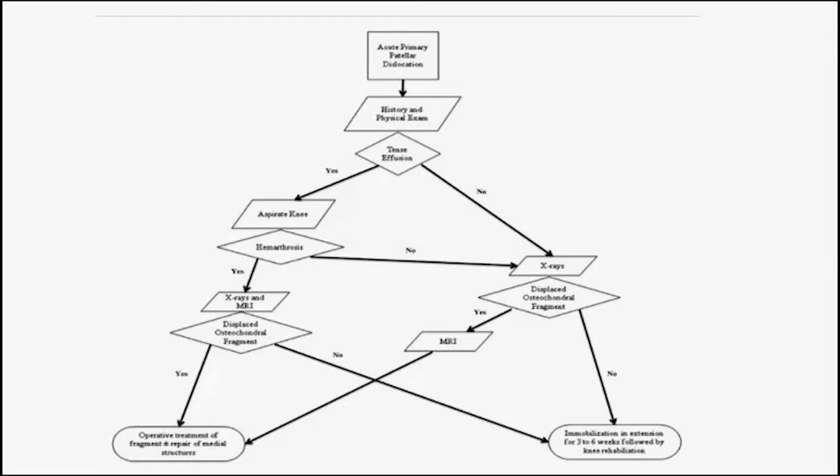Then if we find a displaced osteochondral fragment, we will do operative treatment for the fragment fixation and repair of the medial structures. If no displaced osteochondral fragment, we will treat conservatively by immobilization in extension for 3 to 6 weeks, followed by knee rehabilitation. If we find in the plain X-ray a displaced osteochondral fragment, we will do MRI and we will do fixation and medial structure repair. And if no displaced osteochondral fragment, we will do immobilization in extension.